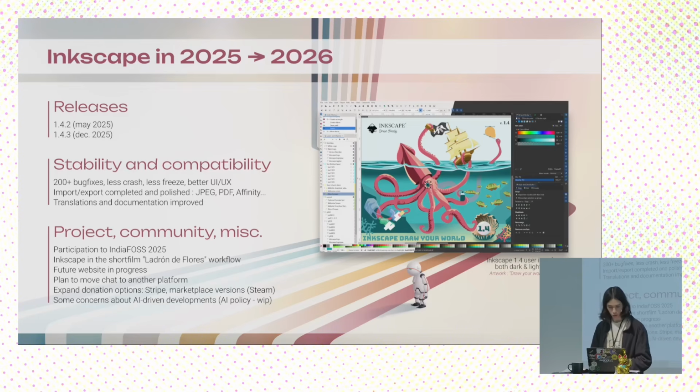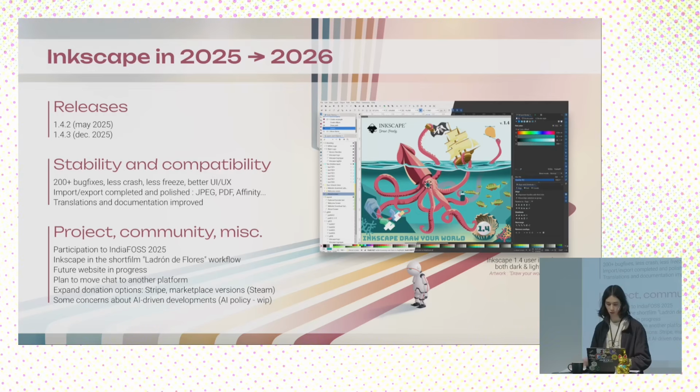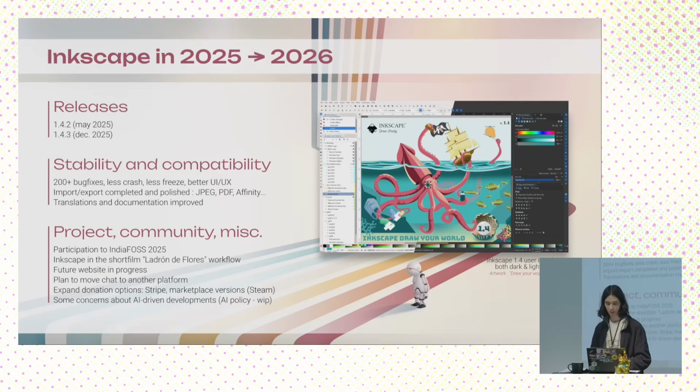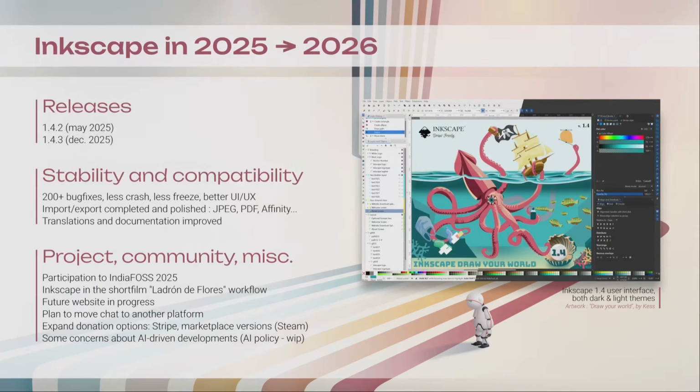Project, community, and infrastructure-wise, Inkscape took part in the India FOSS 2025 conference. They had a booth where visitors could try Inkscape, learn more about the difference between vector graphics and raster images, and even participate in drawing a community conference doodle. Inkscape user, designer, and short film artist George DeCampo also used Inkscape in his process to create a short film, which we will see more about later. They also worked on updating their website and moving their chat from Rocket Chat to Matrix.